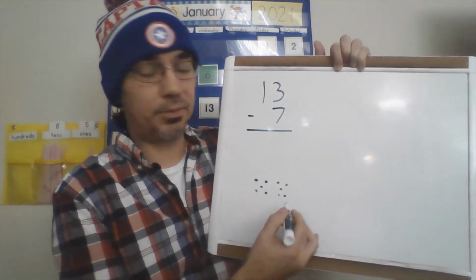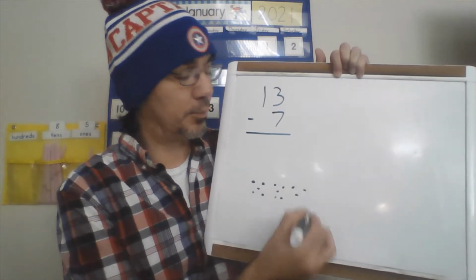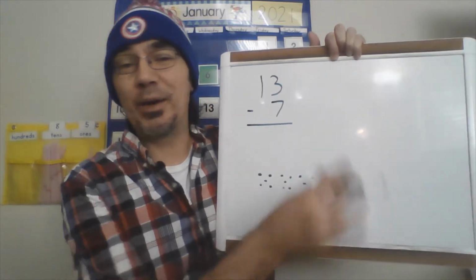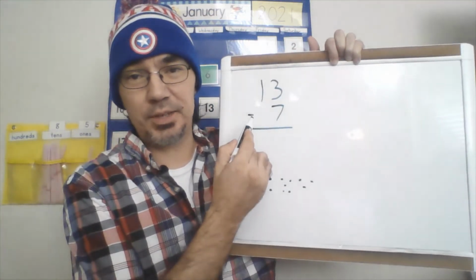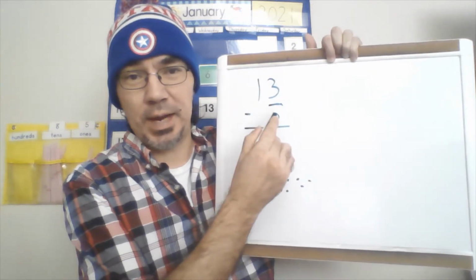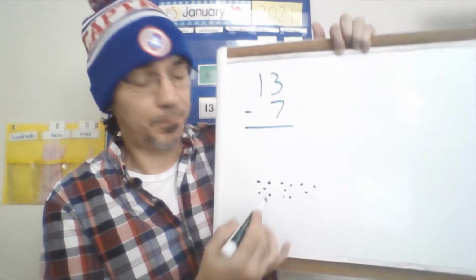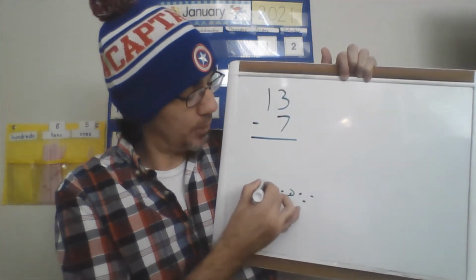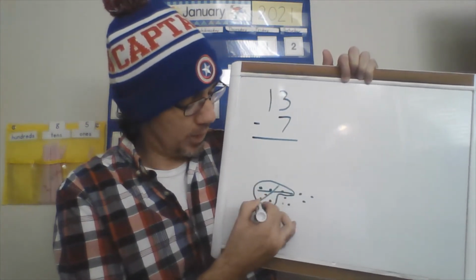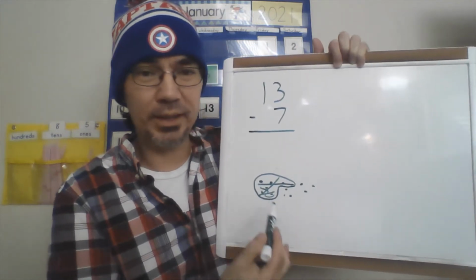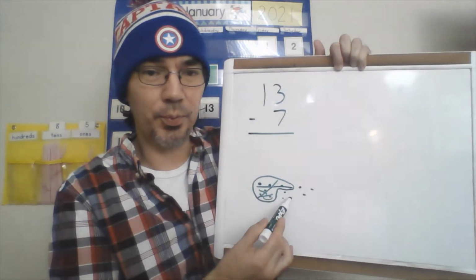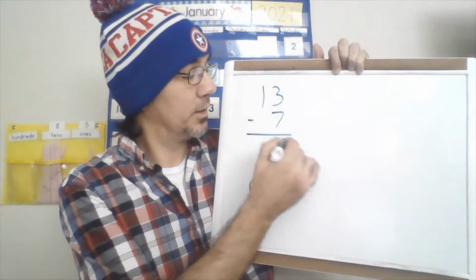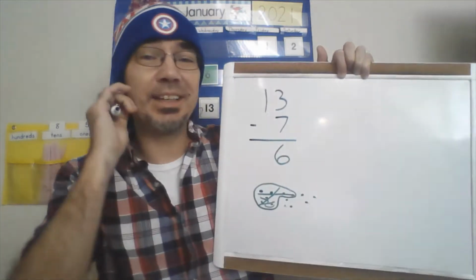So I have my groups of 5, and then plus 3 is 13. And now I don't add any more dots because it's subtraction. And how many am I going to subtract? 7. So let's take 7 of these dots. So 2 from here, 5 from here. Cross those out. And now I count. I have 1, 2, 3, 4, 5, 6. 13 minus 7 is 6.